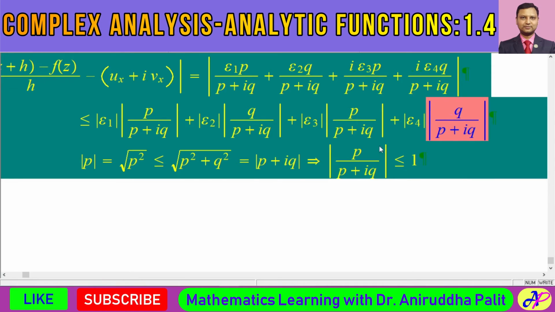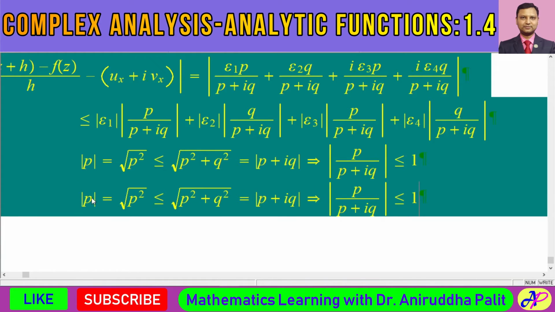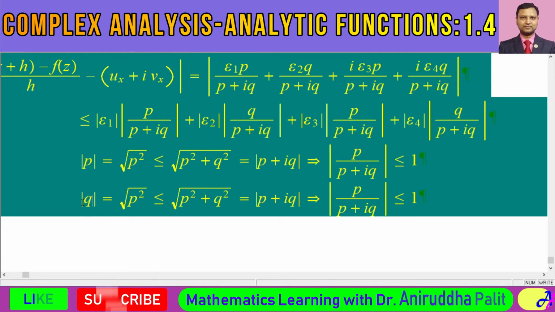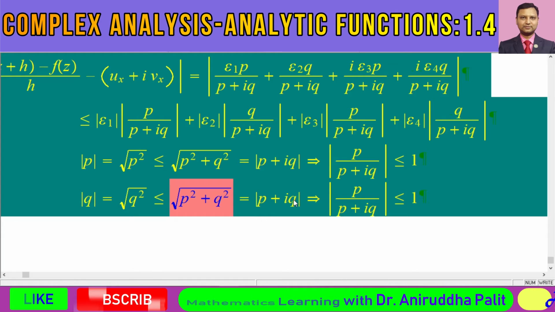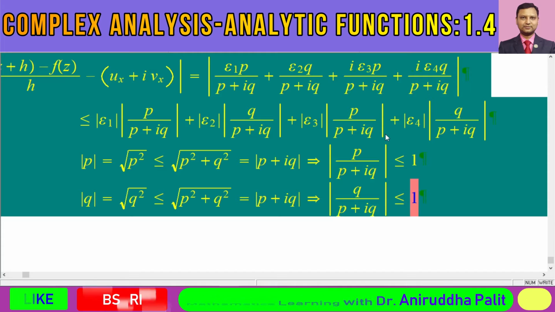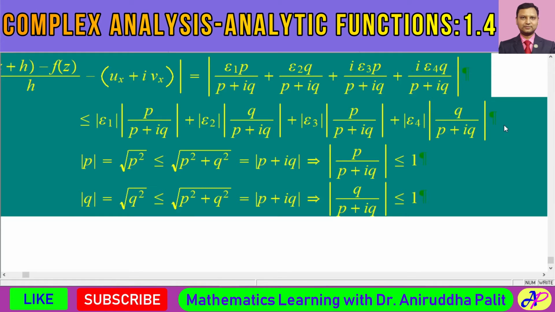Similarly, we can write over here this modulus of q. This modulus of q is less than or equal to square root of q square, and that is less than or equal to root over p square plus q square, that is modulus of p plus iq. And that would give us modulus of q divided by p plus iq should be less than or equal to 1. So you observe that these four expressions are all less than or equal to 1.